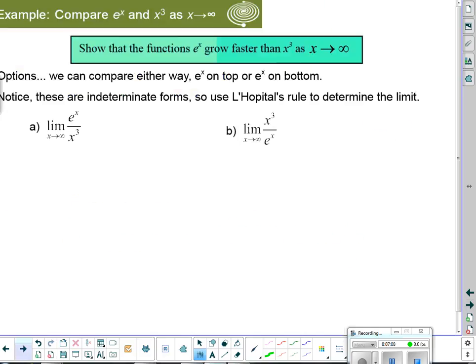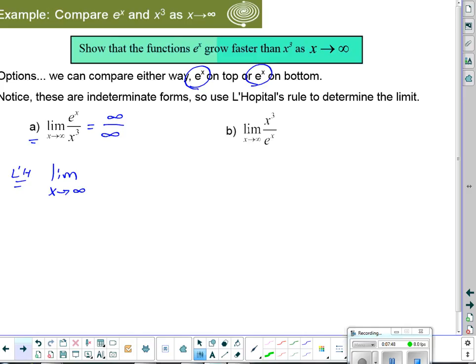So compare e to the x and x to the third as x goes to infinity. We want to show that the function e to the x grows faster than x cubed as x goes to infinity. So we can compare either way. I can either let e to the x be on top or e to the x be on bottom. I've got it set up both ways through part A and part B, and it's going to be quick to run through. If we evaluated throwing infinity in, we would definitely see infinity over infinity, which tells us that we may use L'Hopital's to determine the limit.